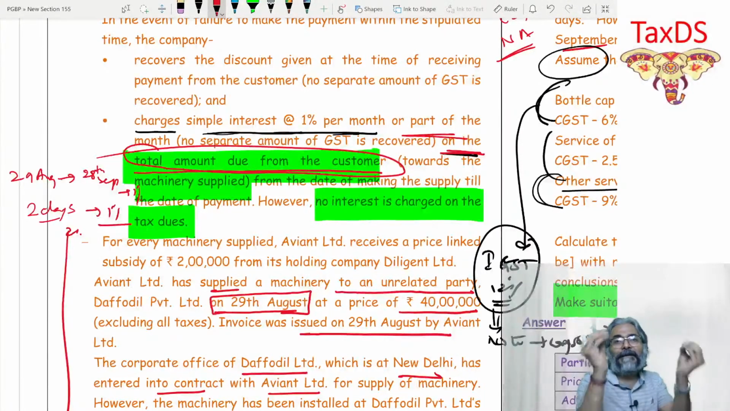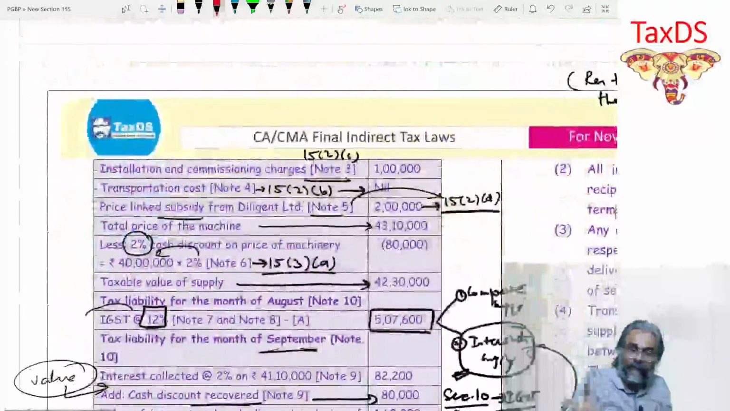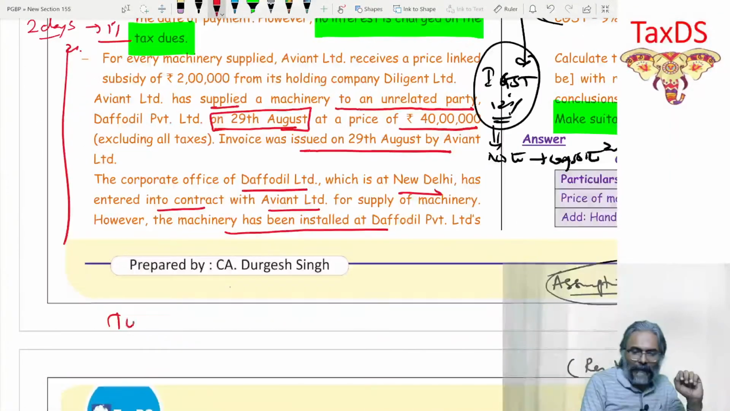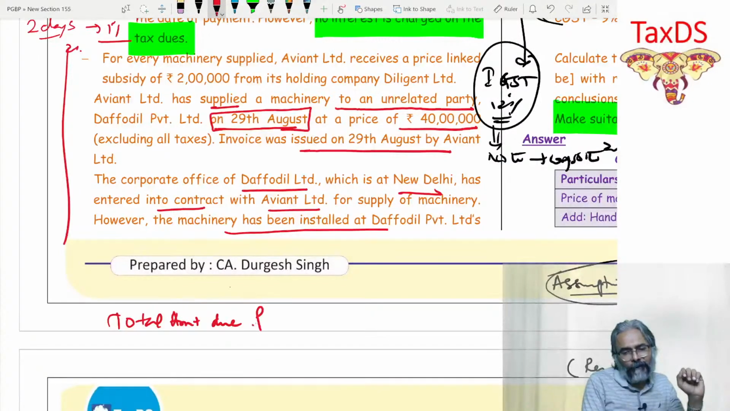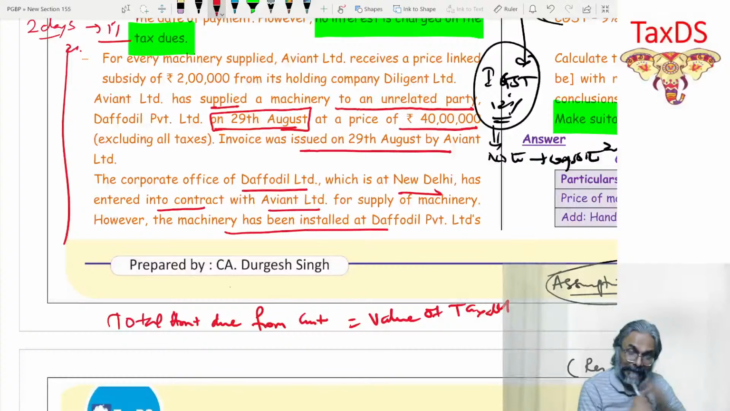How do you determine the total amount which is due from the customer? Check it out yourself, students, over here. Be careful. Tell me one thing. Is the total amount due from the customer equal to the value of the taxable supply? The value for the purpose of taxable supply? Is the valuation equal to total amount due? Is that the case?